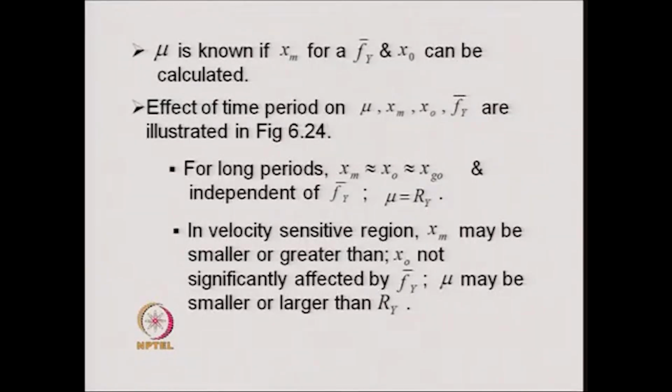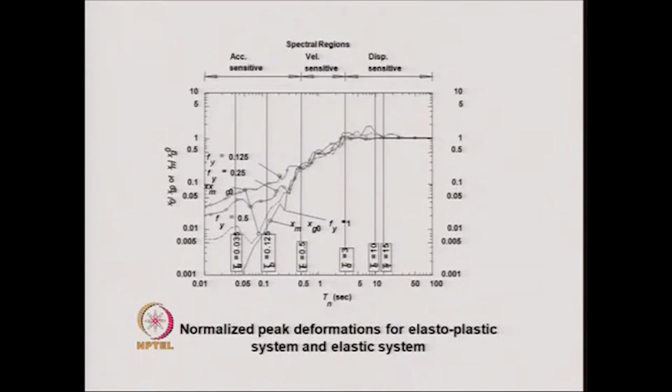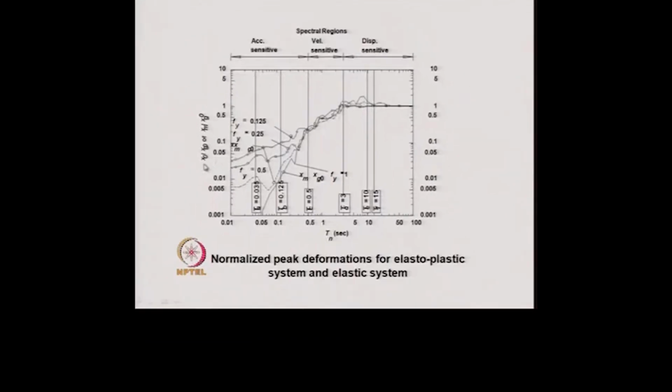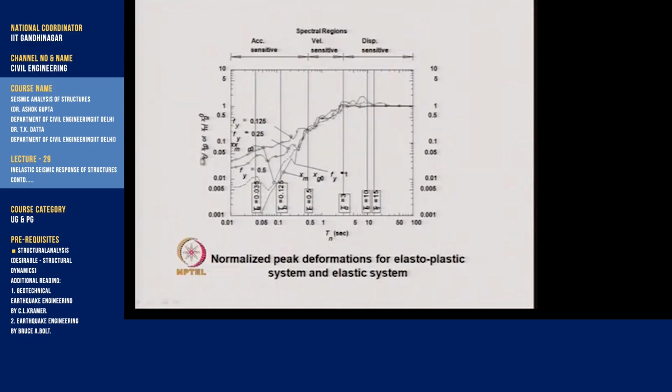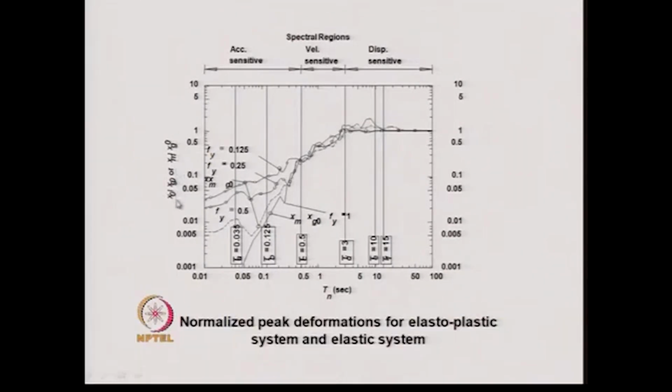The effect of time period on mu, xm, x0 and f bar y is illustrated. On this figure we can see that on the ordinate we are plotting x0 divided by xg0, and this is xm divided by xg0. Any one of them is plotted over here, that is the normalized elastic displacement and the normalized value of the maximum displacement for the elastoplastic case. And on this scale we have the time period, the scales are logarithmic.